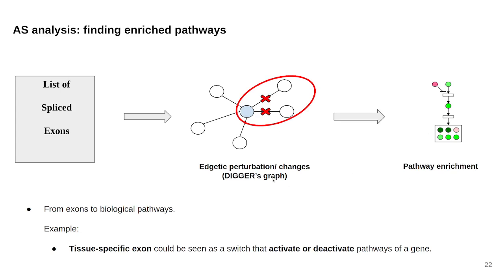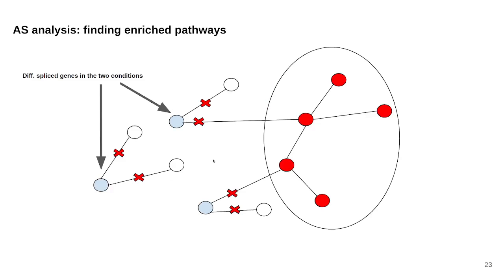So for example, these could be differentially spliced exons from a disease condition, or just dysregulated exons, or like brain upregulated exons. So how can we do that? Now using the DIGGER graph, what we get from differentially spliced exons is a list of genes, or edgetic genes. For every gene, we detect some affected interactions. And basically you have a pathway or a disease of interest that you want to see if these interactions are significantly affecting.